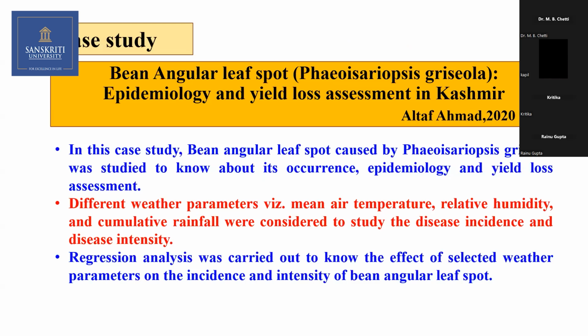This is also another agriculture example. Don't feel you cannot correlate yourself to the medical field. Since I got many agriculture examples, I have directly copied from that. In this case, the bean angular leaf spot is caused by one disease, don't bother about that. First study to know about its occurrence, epidemiology, and yield loss. You know that whenever it is affected by some disease, there will be loss of yield. And the weather parameter also has been taken up and the regression was carried out.